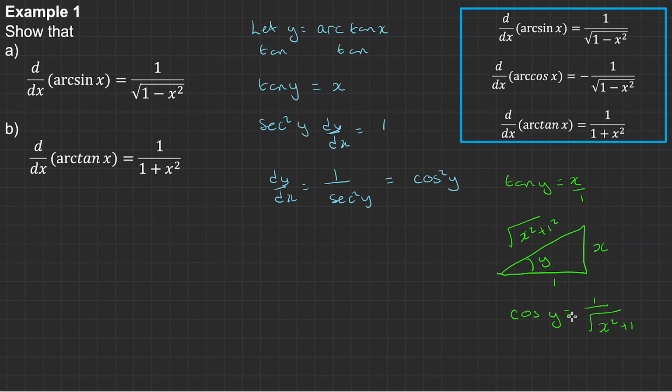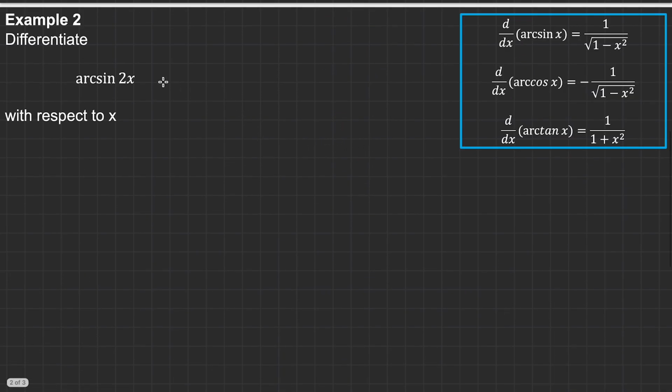So now we can substitute this value of cos y back into our derivative, and we get 1 over the square root of x squared plus 1 all squared. Well, when we square our numerator, we get 1. And when we square the denominator, the square and the square root will cancel, so we're left with x squared plus 1. And this is the standard derivative for the arctan of x. Okay, so in example 2 and 3, I'm going to show you how we can use these derivatives to solve more complicated problems.